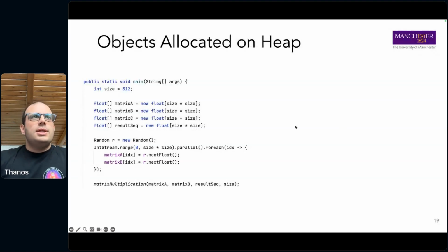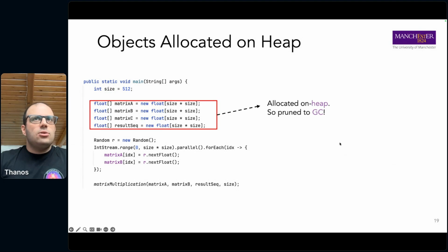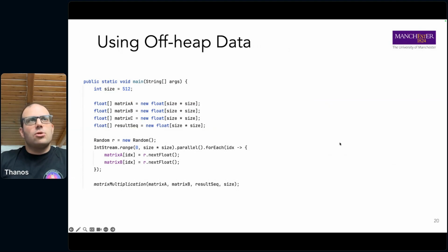So if you see my screen, I have a code snippet of a main method where a developer allocates data. In this case, we're creating objects. They are arrays of float type, so primitive type. And these data are allocated on heap. Then we randomize the input, and then we actually invoke the matrix multiplication. So these data are allocated on heap, and they are prone to GC, garbage collection.